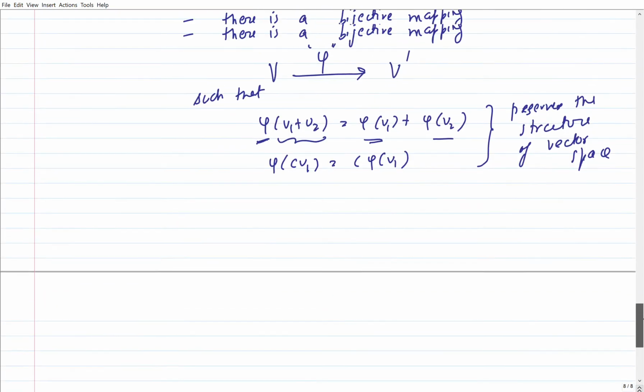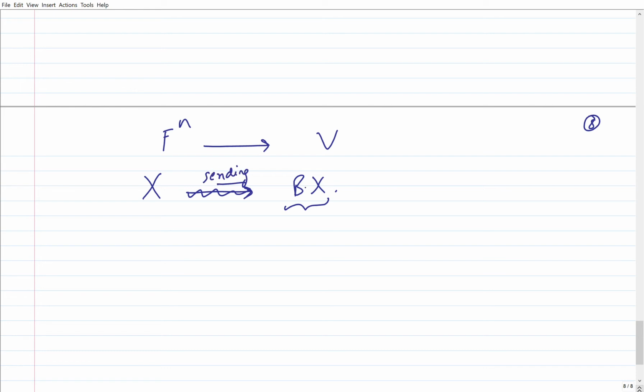So why is this useful for us? Well, consider the vector space of column vectors and our abstract vector space. The coordinates here get transformed through this bijective mapping, so this mapping sends x to Bx.